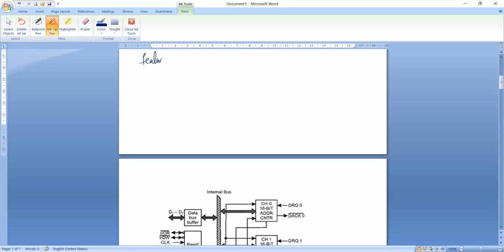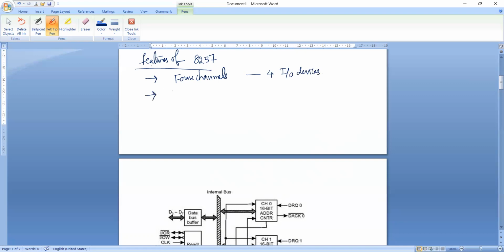Features of 8257. The first one is that it has 4 channels, which can be used over 4 IO devices.